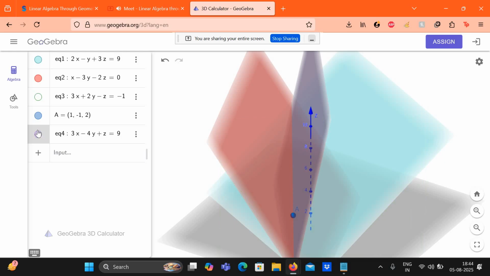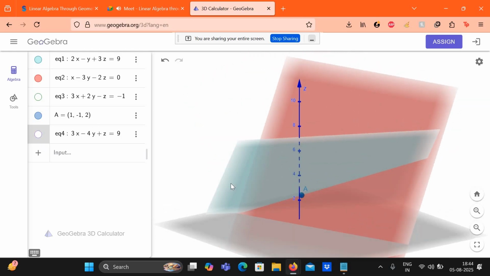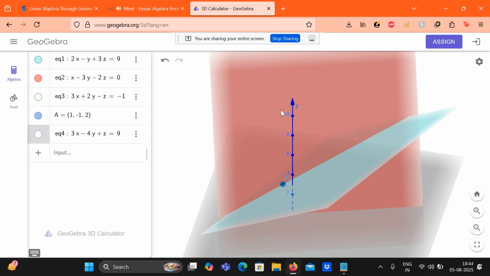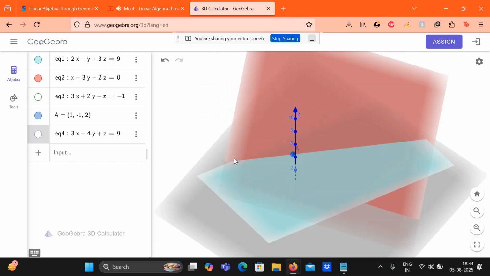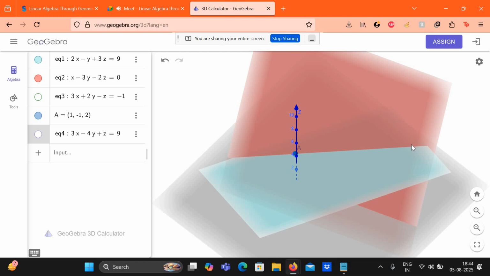Let's even remove the blue one and the green one, equation 3, and just look at the red and the blue. They are not intersecting on a single point, mind you. This was the point where it was intersecting before. They are now intersecting on an entire line. So they are intersecting in infinitely many points, or this system has infinitely many solutions.